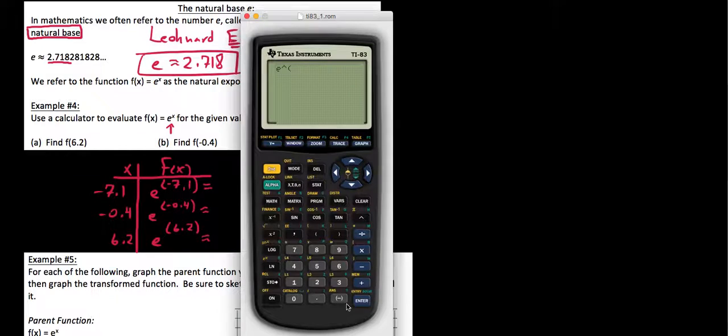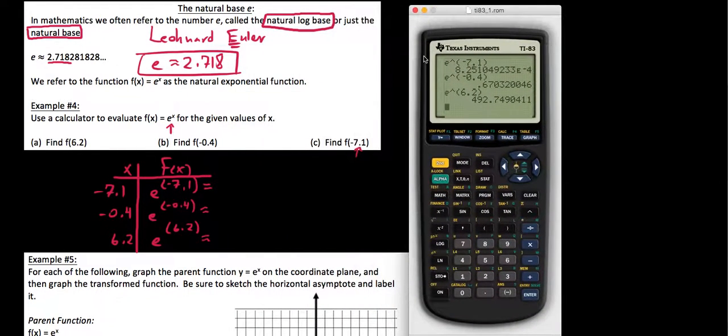So we're going to say e to the power of negative 7.1. I'm going to go ahead and roll through all of these here. So again e to the power of, so second ln, and we're going to say negative 0.4. And then we're also going to get second ln, or natural base, to the power of 6.2. Whoops, 6.2. With respect to the outputs we're getting here, it looks like on this first one we get 8.25 e negative 4. What?